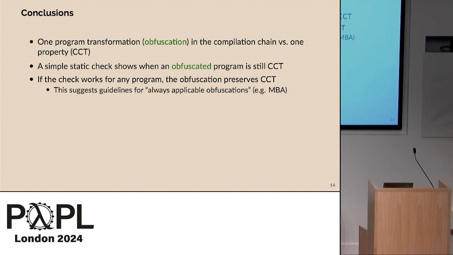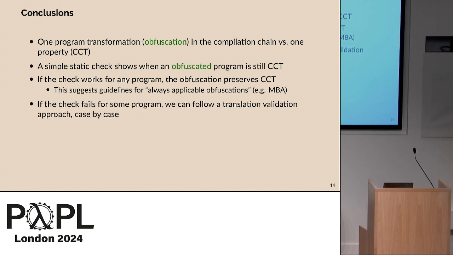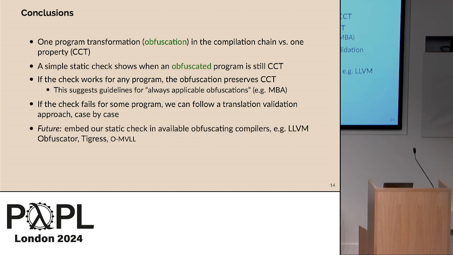We can compile a list of obfuscations that are always applicable, so they are safe to apply, like MBA. However, if the check fails, we can still do something, and we can follow a translation validation approach and go case by case, and well, we are happy. In the future, well, this should be the current work in progress, but I'm still stuck in the proof.